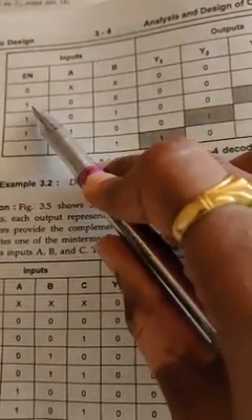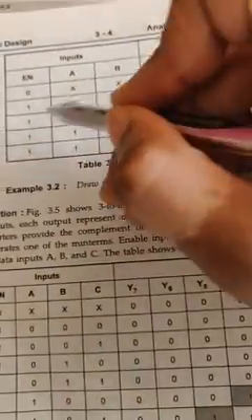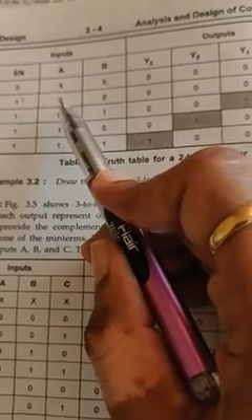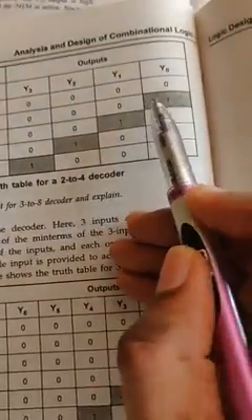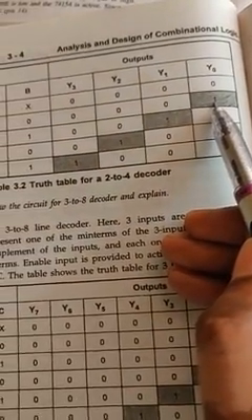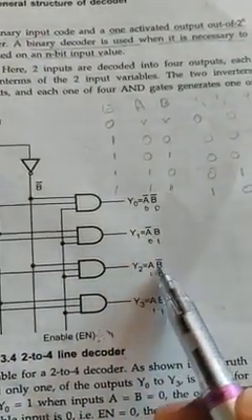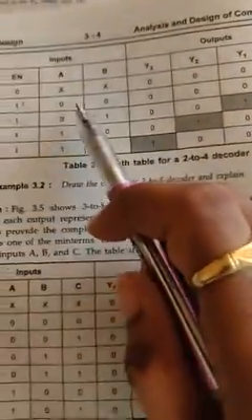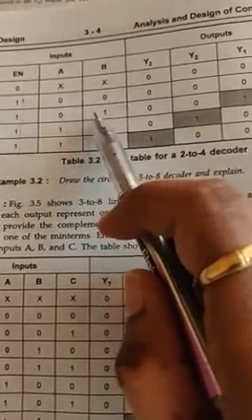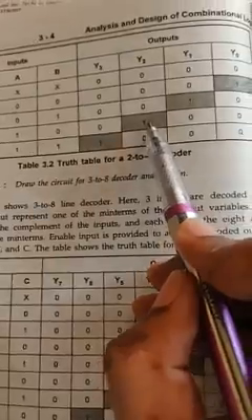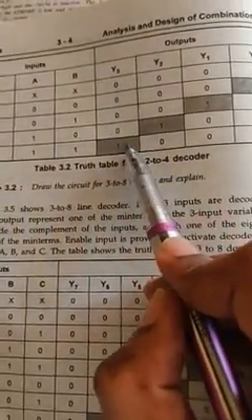Whenever enable is 1, it will take the control inputs into consideration. Like 0 0 means Y0 will be high. 0 0 means A bar B bar, right? Y0 is A bar B bar, Y1 is A bar B, Y2 is A B bar, Y3 is A B, like that. So whenever A B is 0 1, then Y1 will be active. 1 0 means Y2 will be active. 1 1 means Y3 will be active.